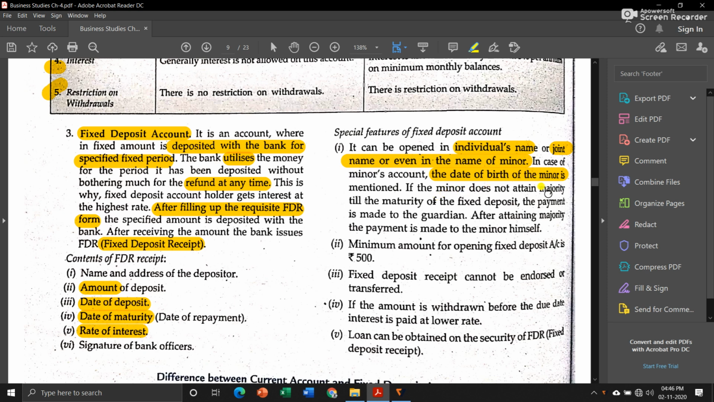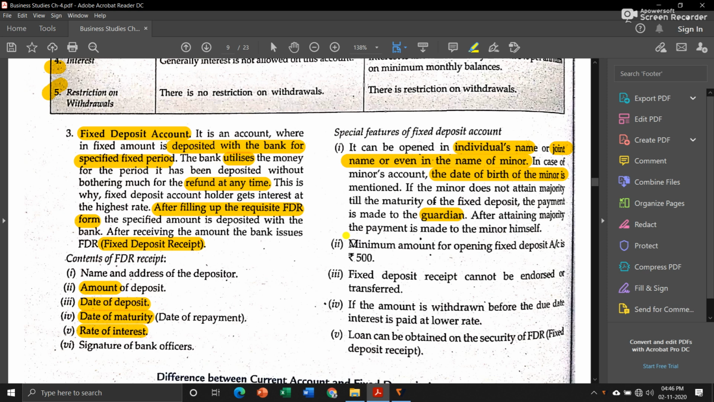If the minor does not attain majority, means if on the date of repayment or maturity date, the minor in whose name the account has been opened doesn't reach the age of 18, then the guardian will get the matured money. After attaining majority, the payment is made to the minor himself. But if on the date of maturity the minor becomes major, means reaches the age of 18, then he will get the money himself.